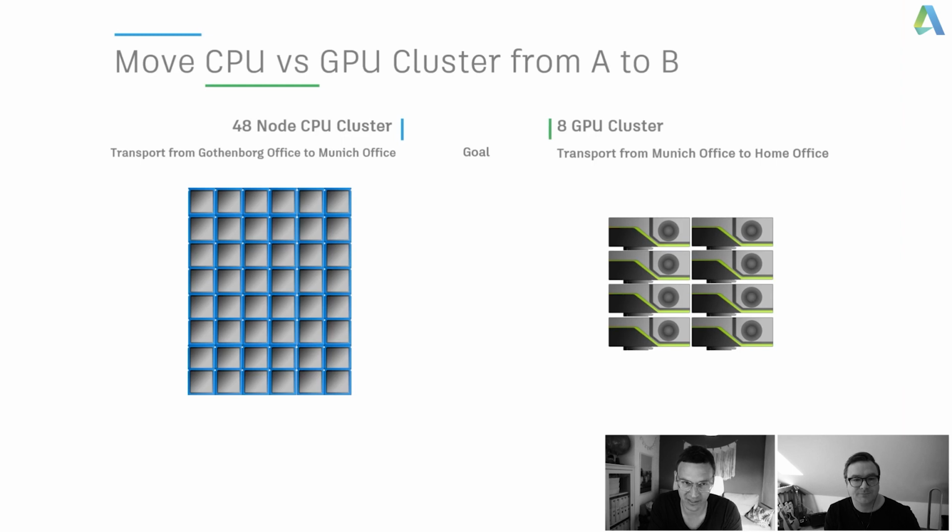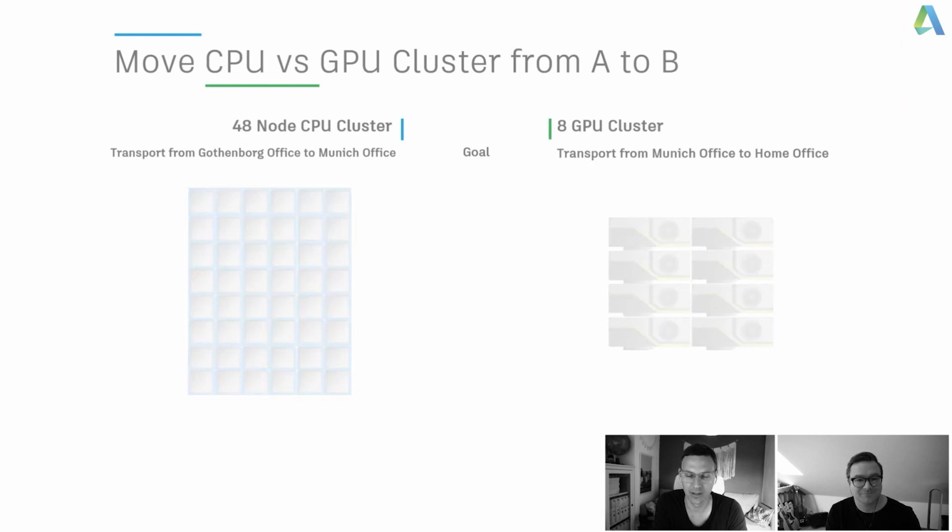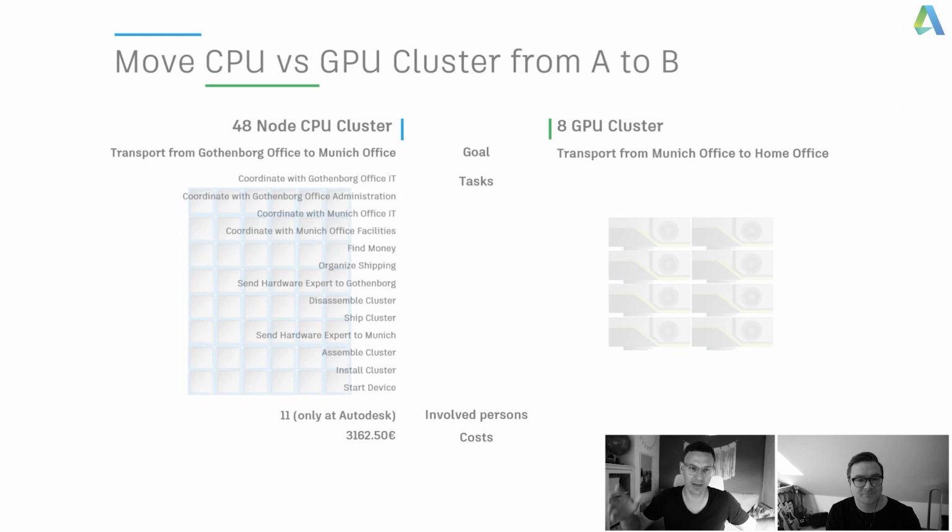In terms of performance, they are more or less equal. I think we've seen the results between GPU and CPU earlier, so the performance of both clusters is more or less equal. But the transport was a little bit different. On the CPU side, since it was a big rack with multiple machines, there was a lot of energy consumption. It was heavy. We needed a special room for it.